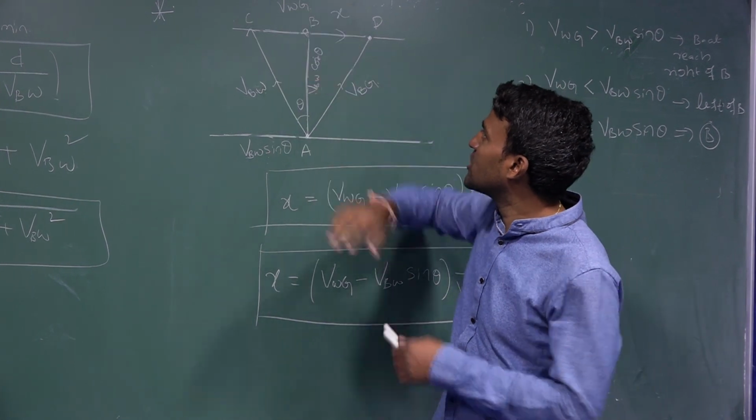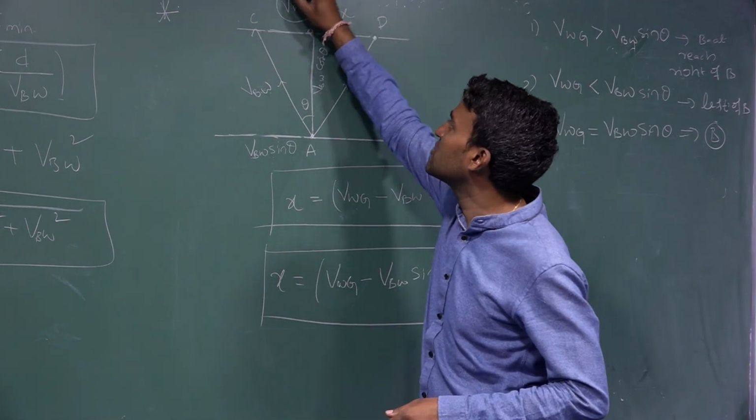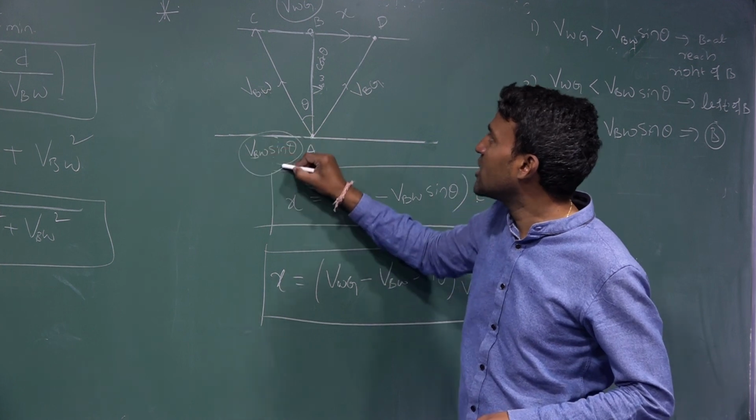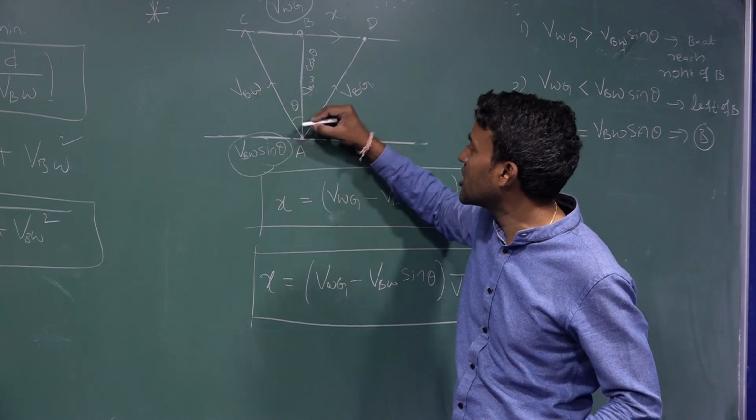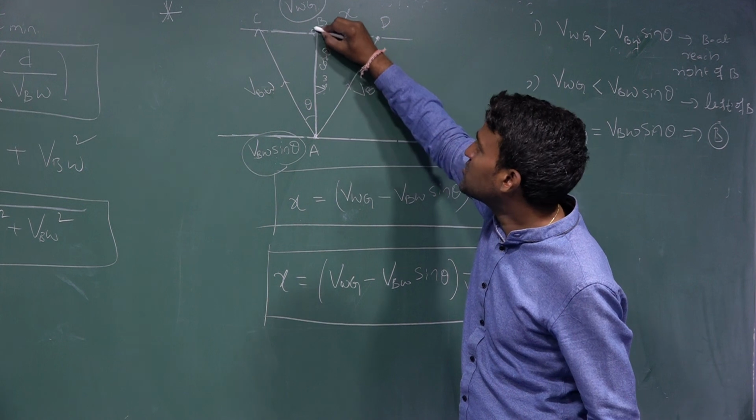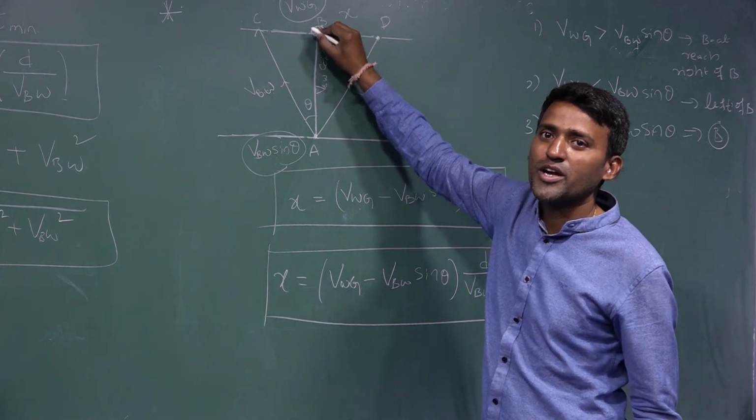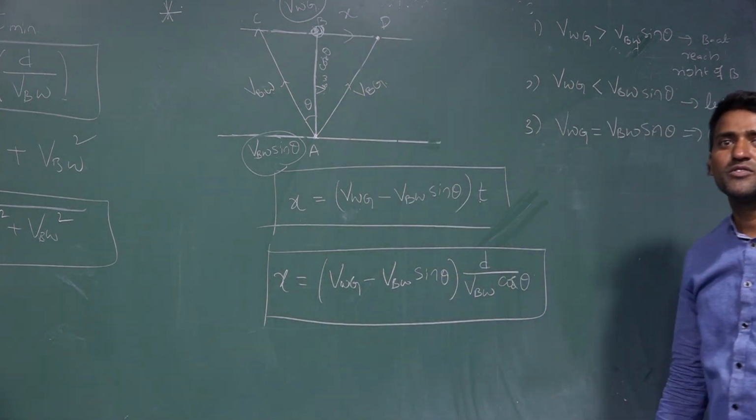If these two components, the velocity of the water with respect to ground and this component, are equal, the boat will reach point B position. This is the riverboat concept.